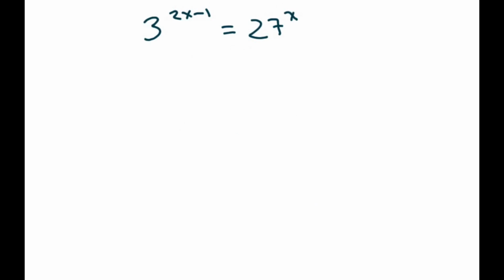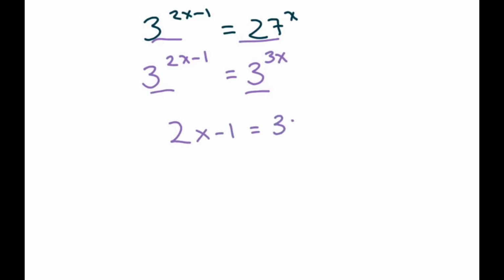Again, this one, the bases aren't the same, so go small. The smallest you can go is 3, and I can write 27 as 3 cubed, and multiply that by whatever's there. Now my bases are the same, so set your powers equal to each other. I'm going to subtract 2x from both sides. So you get negative 1 equals x.